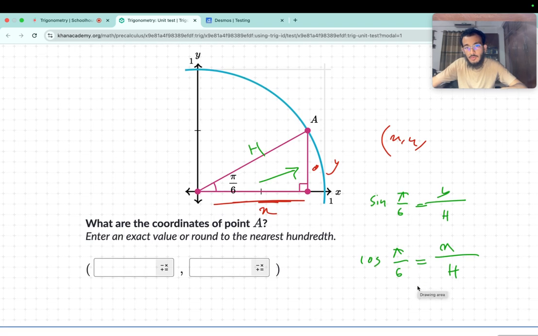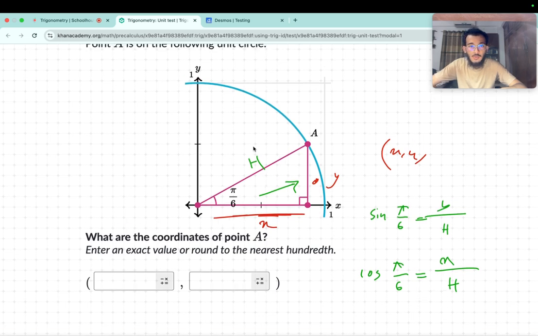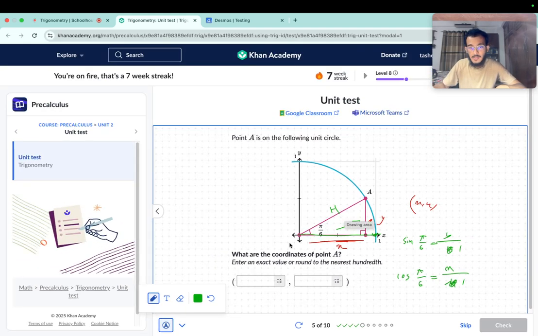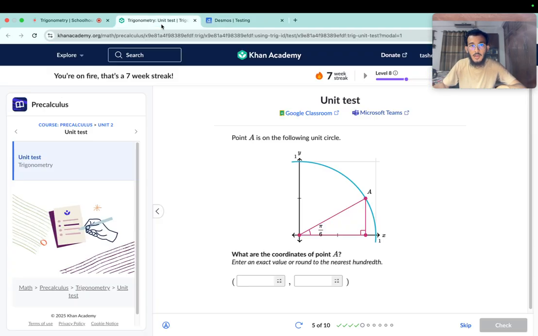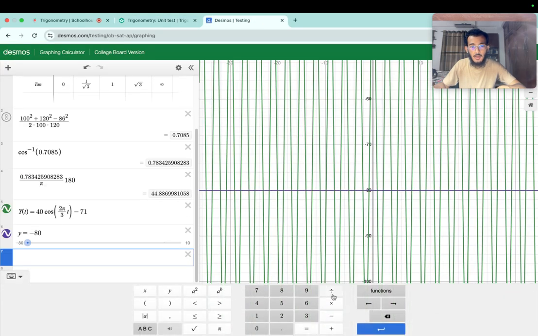So we know that h is 1 because this is the circle's radius, as you can see here. If h is 1, it's the same as not writing it. And as you can see, the x value is basically the cosine of pi by 6. So we'll have to find the cosine of pi by 6 here, and we have to give it as an exact value or to the nearest hundredth. So cos pi by 6 is 0.87.